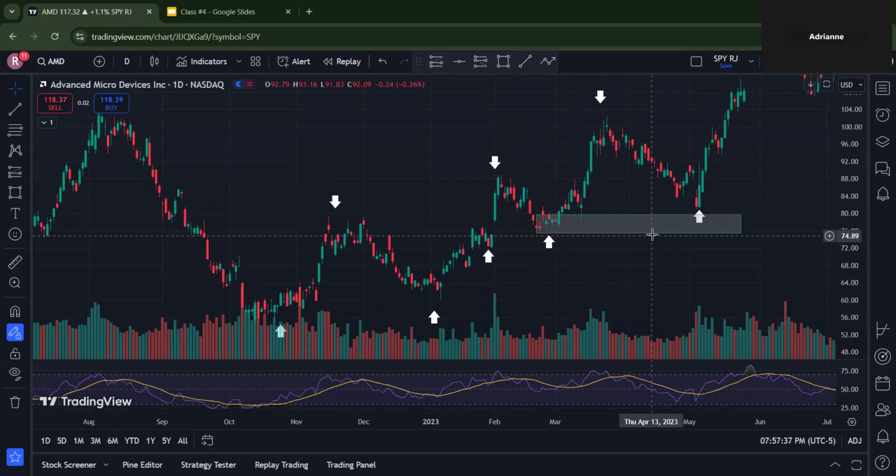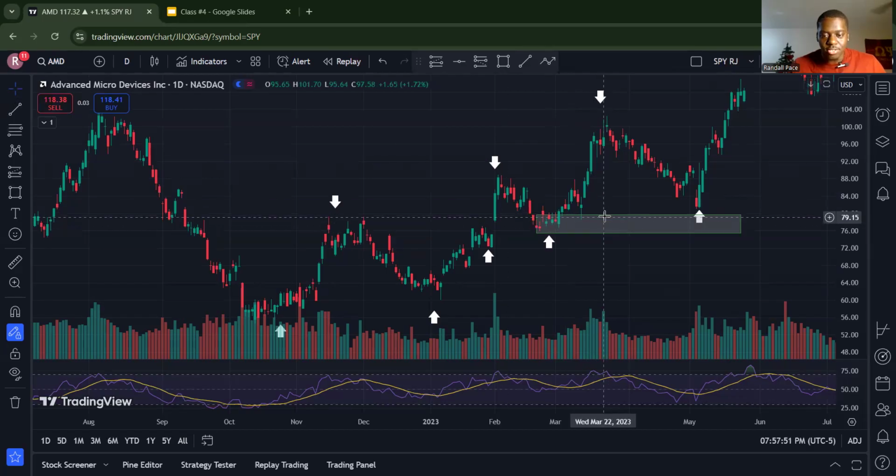Yeah, I kind of have a question. Why is the lower support, that green box you drew, a box and not just a flat line at the bottom of the low? Yeah, you can do the flat line. I just drew the box just because.